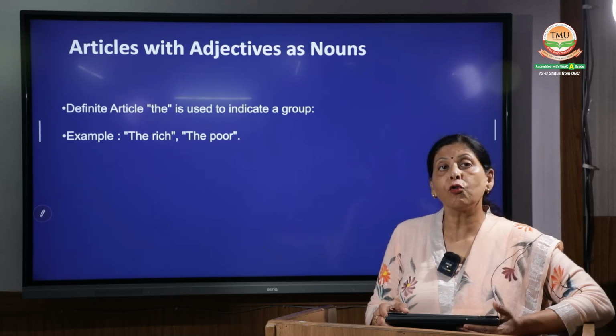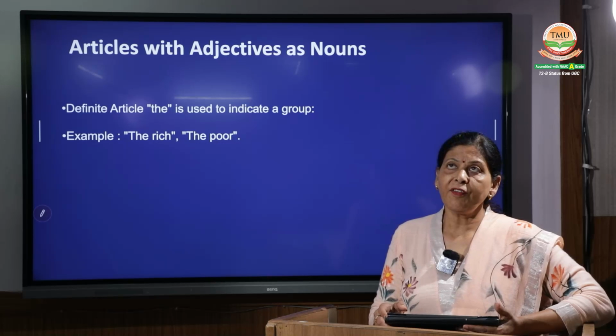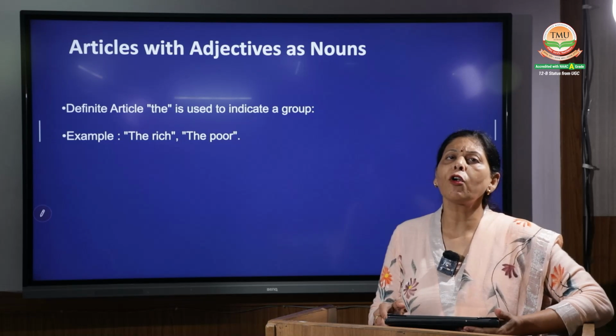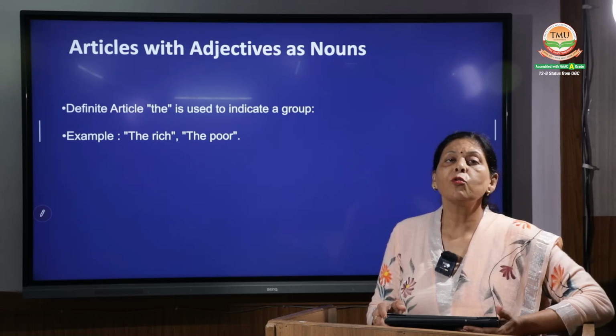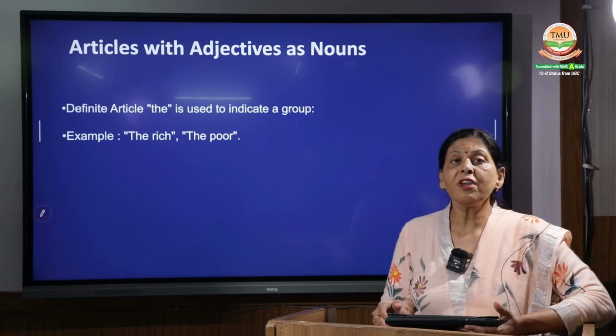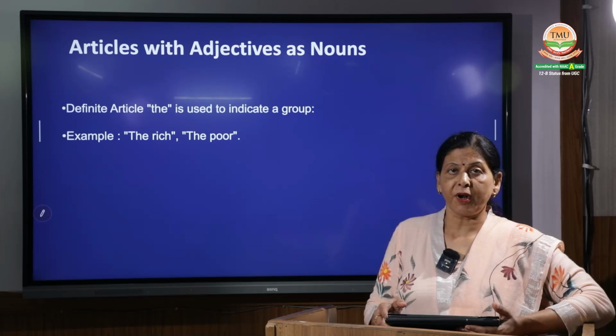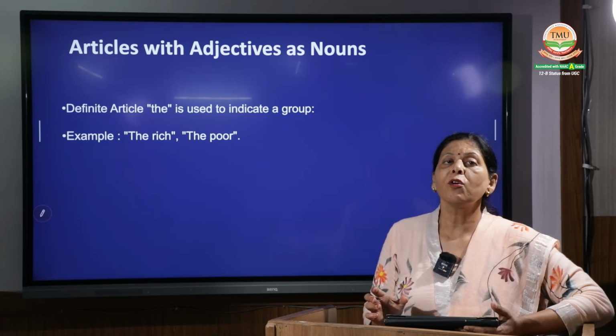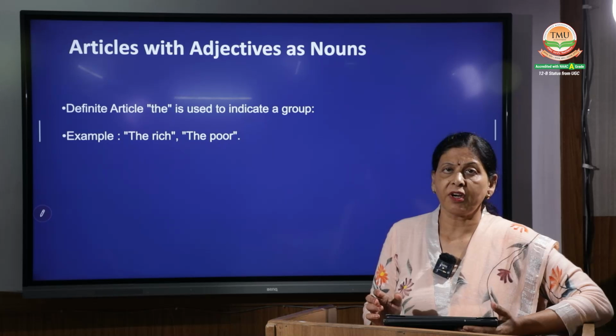To indicate a group. When we are talking about the Gujaratis, the Gujaratis are very fond of food. The South Indians are very intelligent people. So what am I referring to? I am referring to a particular group, the Gujaratis or the South Indians.